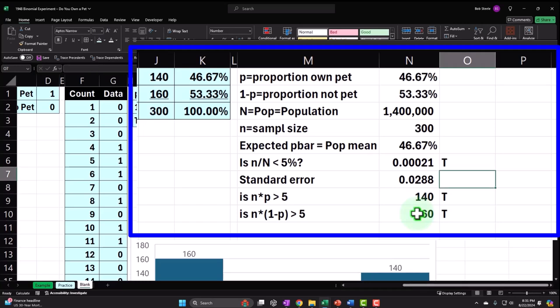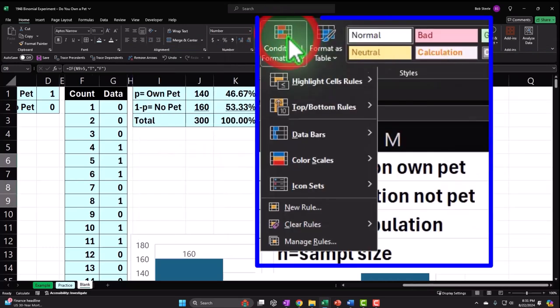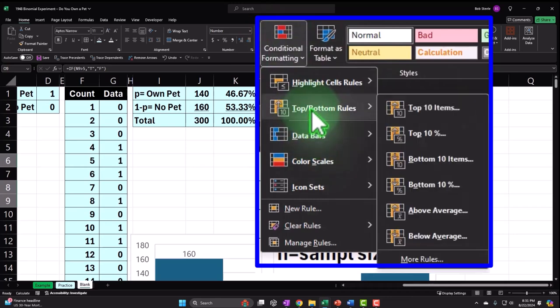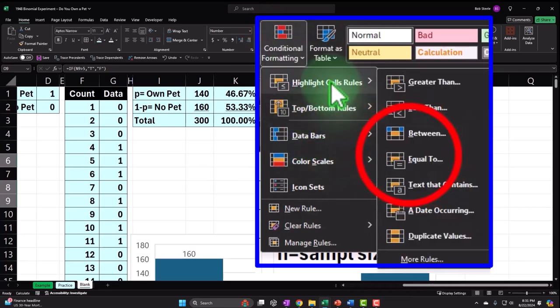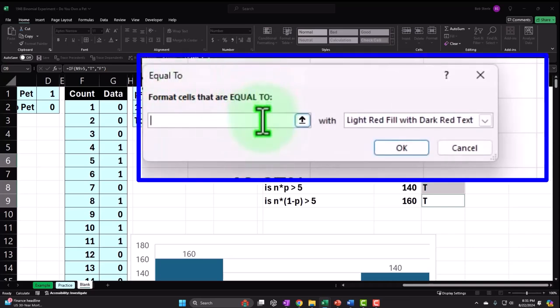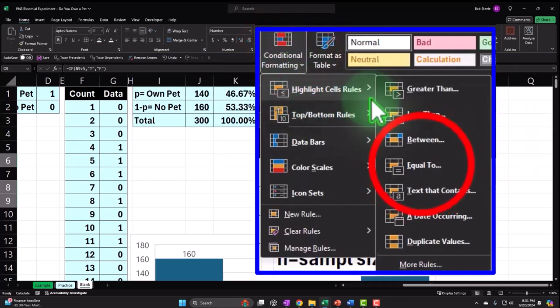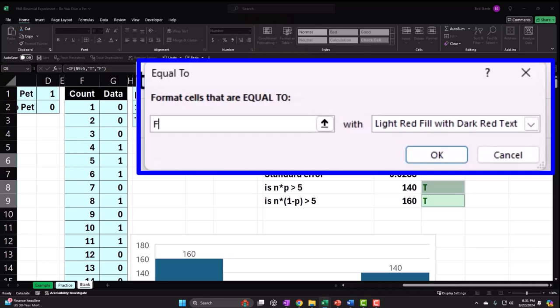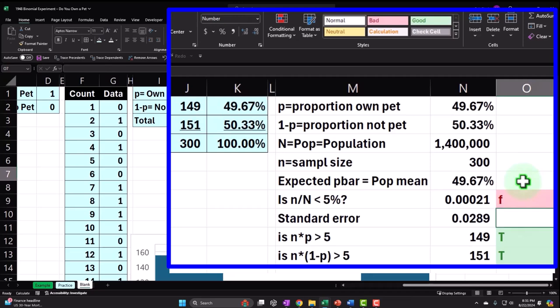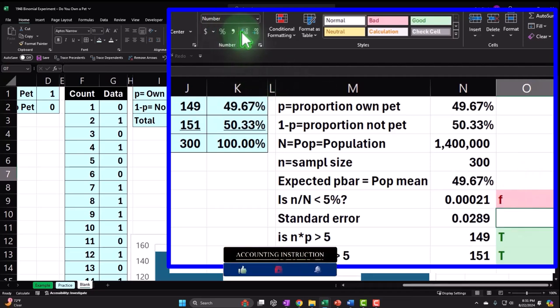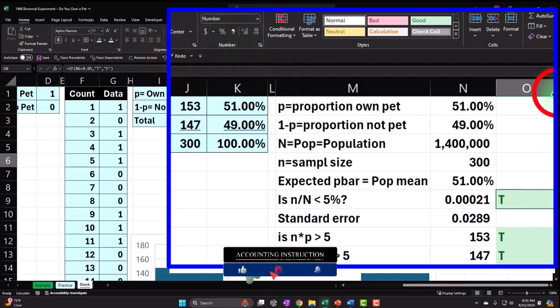Okay. And then we could even put a format painter on it. Let's do all of these and say, conditional format: if it is equal to a T, then I want you to make it green. And if it is equal to an F, then make it red. And if I made this into an F, it would turn red.